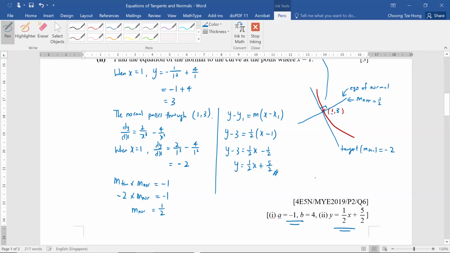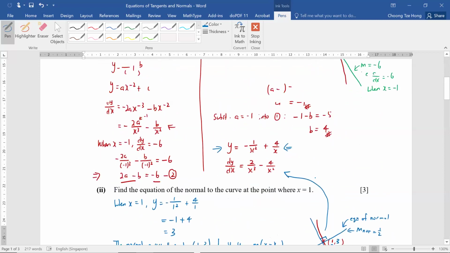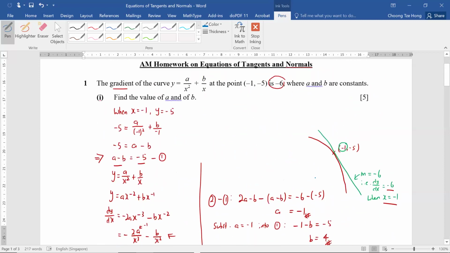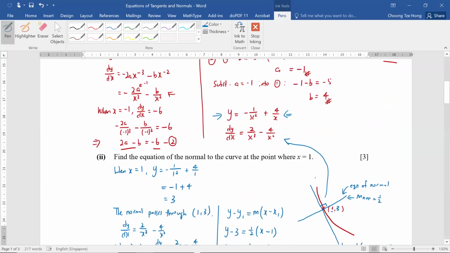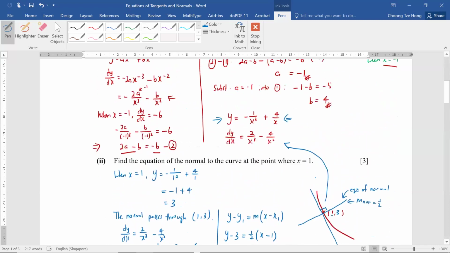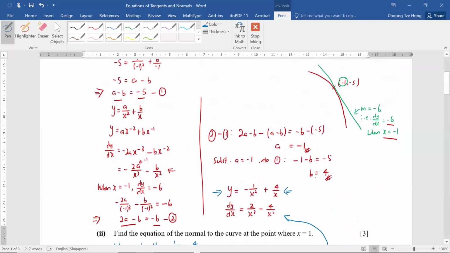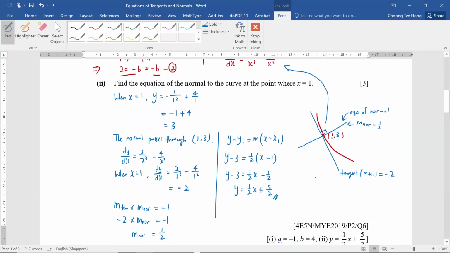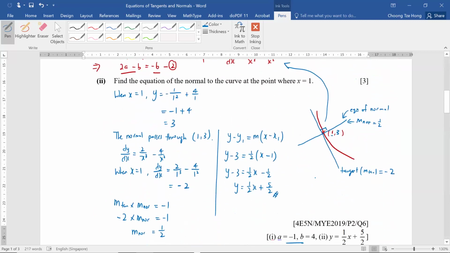Not too difficult. So just a quick recap. If you have two unknowns, in this case A and B, then you should be thinking about forming simultaneous equations and then solving the two simultaneous equations, right? Then once you have found the values of A and B, you know the equation of the curve fully, you know dy dx fully, and then we can make use of it to solve part 2 of the question.